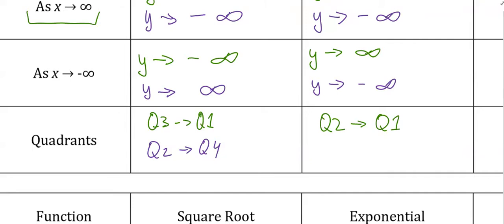You could also say Q1 goes to Q2? No, we usually go left to right. I'm sure that if you said that, people would figure out what you meant. But again, as a standard, we always read left to right on the graph.